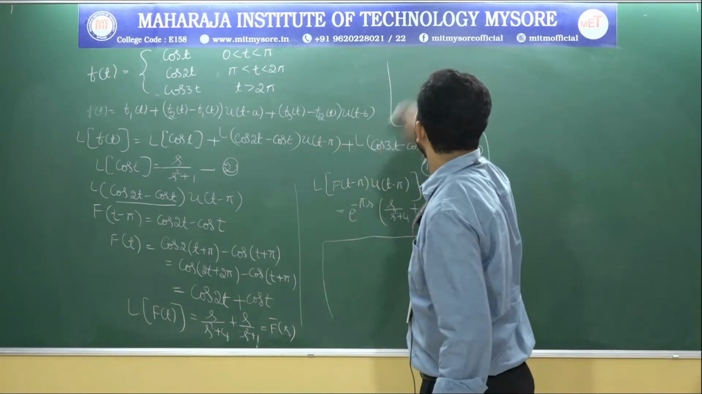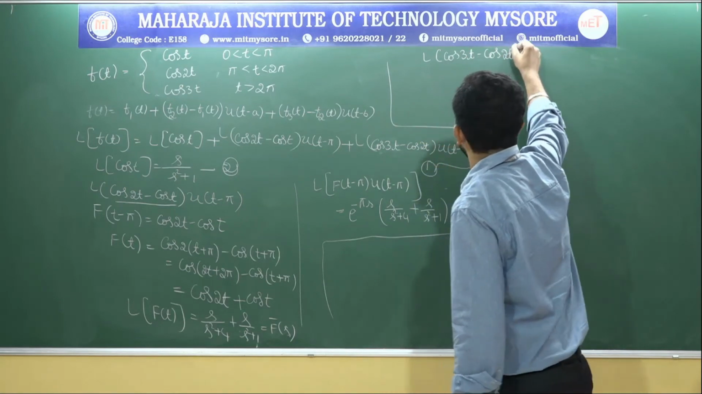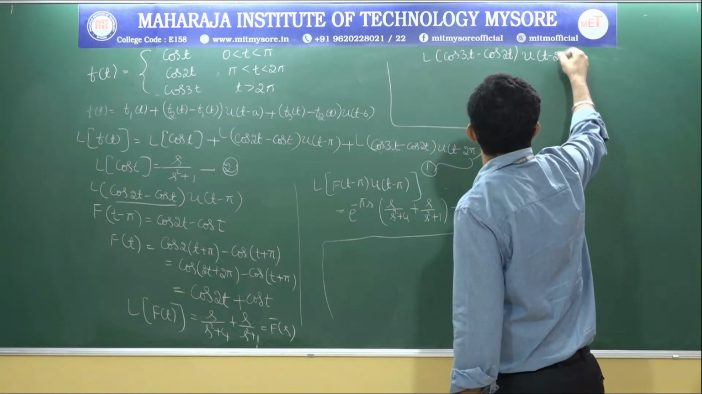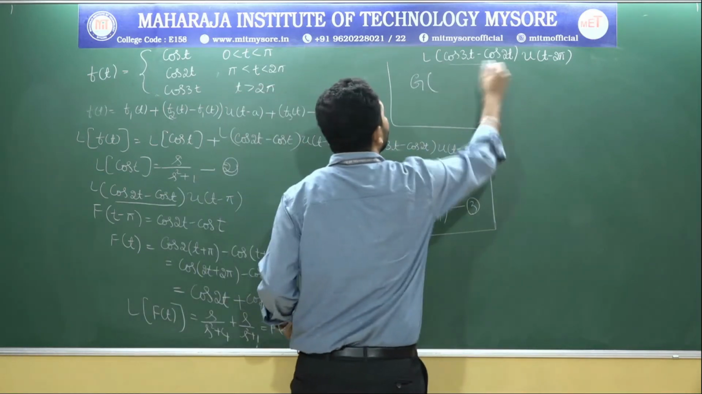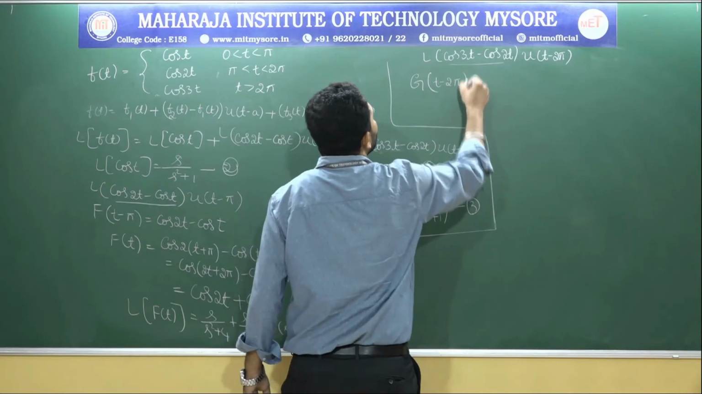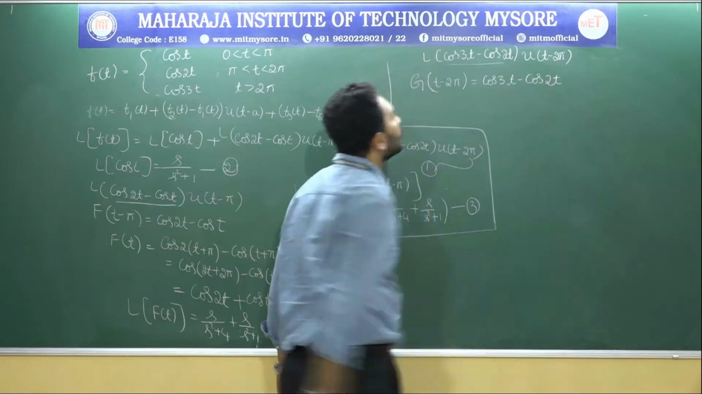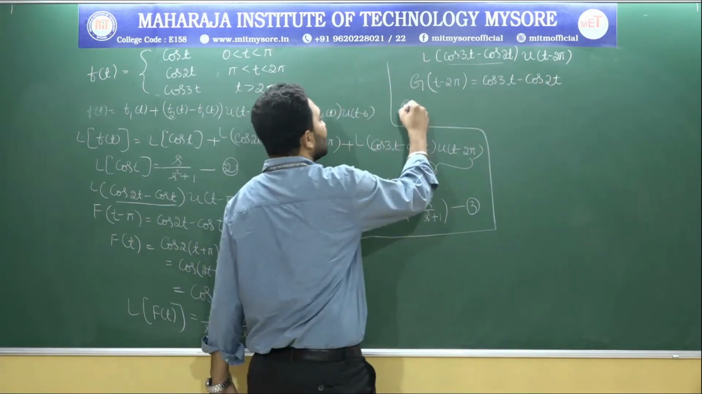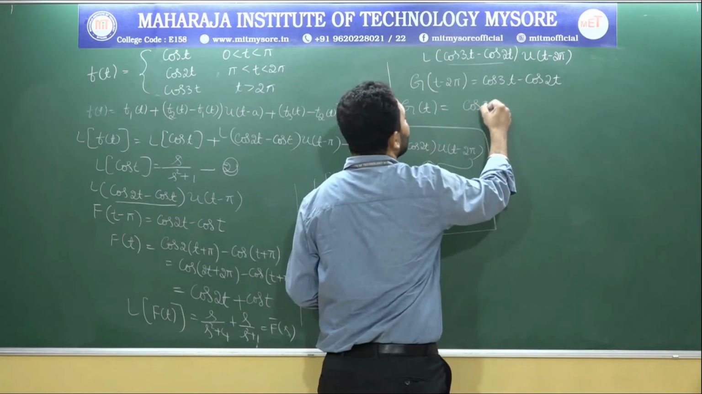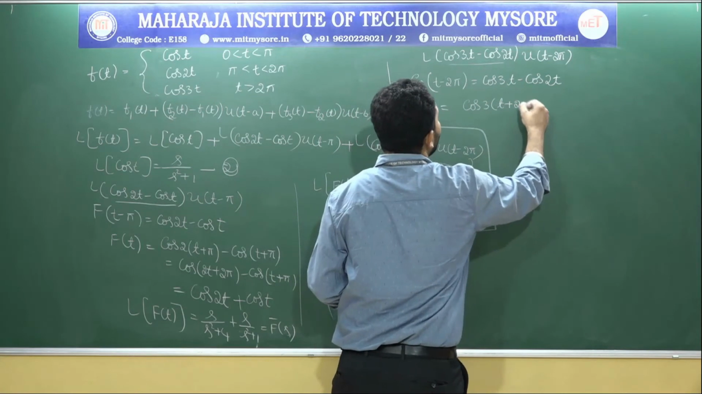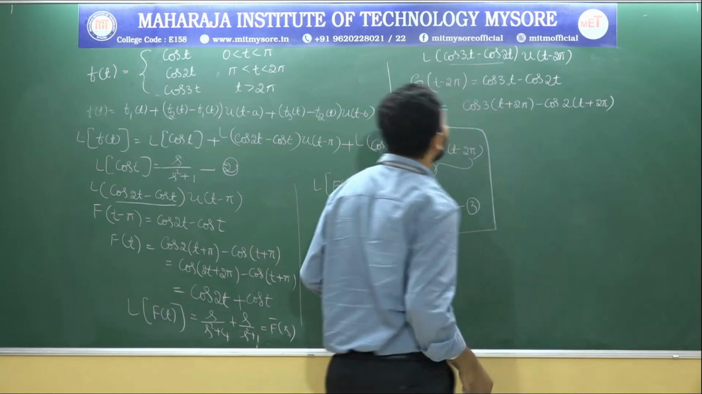Next, I will consider this now. Laplace of (cos 3t minus cos 2t) u(t minus 2 pi). So, I will take this as g(t minus 2 pi). g(t minus 2 pi) is cos 3t minus cos 2t. What is g of t? Replace t by t plus 2 pi. Cos of 3 into (t plus 2 pi) minus cos of 2 into (t plus 2 pi).